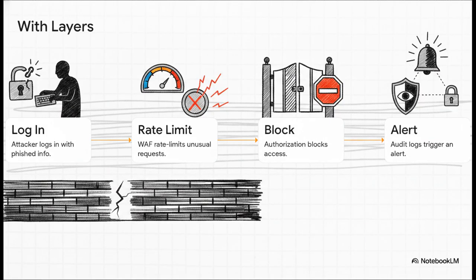Now, let's contrast that. We'll run the exact same attack, but this time, the application was built with defense in depth. Step 1. The attacker logs in with a phished password and a stolen MFA code. They're in. But watch what happens next. Step 2. They try to enumerate user IDs, but the web application firewall spots the unusual request rate and immediately rate limits them. Step 3. They try to access another user's profile, but Layer 4 authorization checks kick in and block access because that user doesn't own that resource. Step 4. All those authorization failures hit the audit logs, triggering an immediate flashing red alert to the security team. The attack basically hit a brick wall at Layer 2 and was completely neutralized by Layer 4, and that is exactly what we are aiming to build.